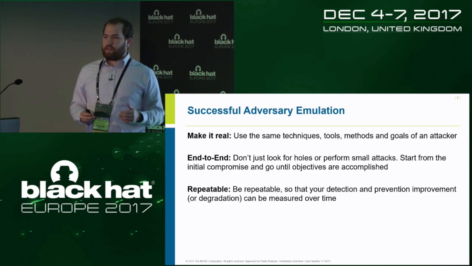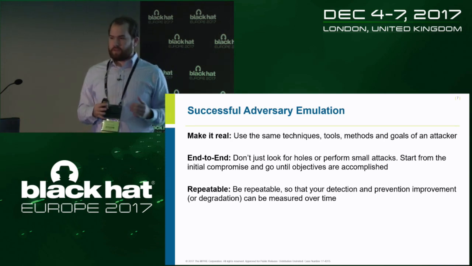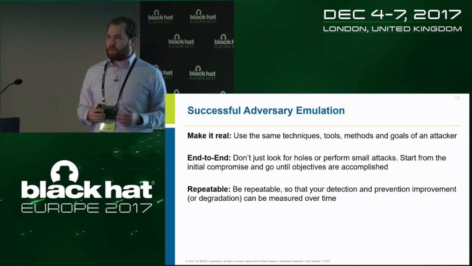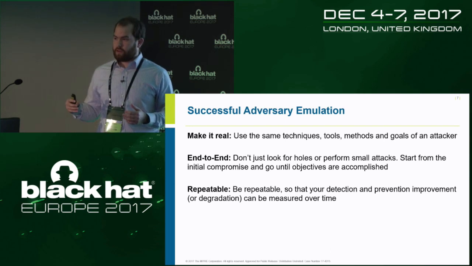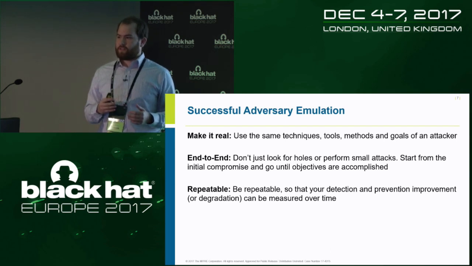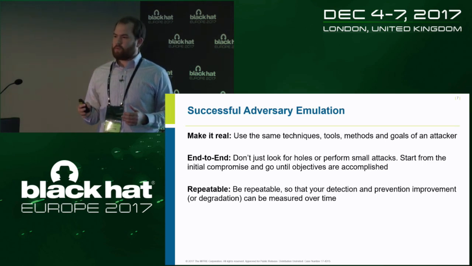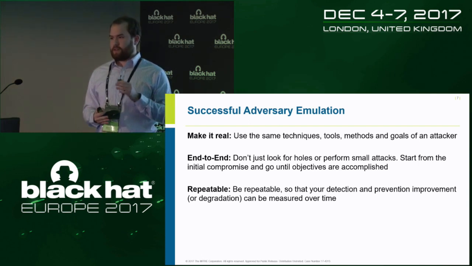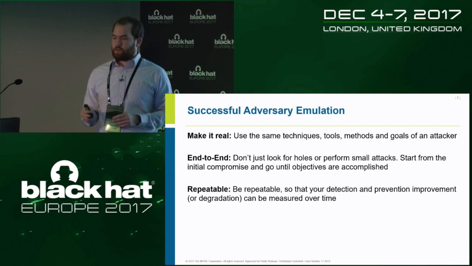You want to be end-to-end. And this is a big one. This really differentiates it from something like pen testing, where you're really just looking for those perimeter holes in your network. With an end-to-end adversary emulation, you get in, and that's just the start. You want to go all the way towards whatever the full compromise is for your network: compromising the domain controller, getting domain admin, exfilling the critical data off your network. That's where you want to stop. You want to do the whole spectrum.